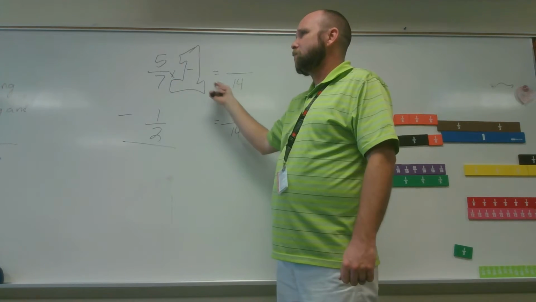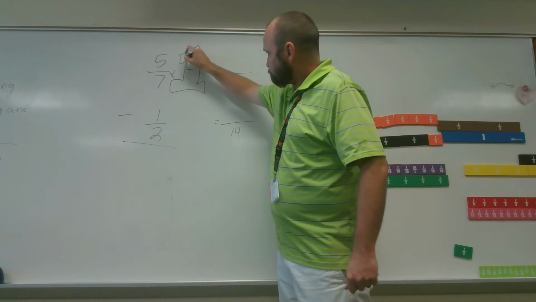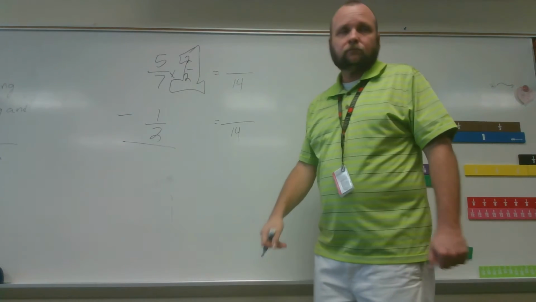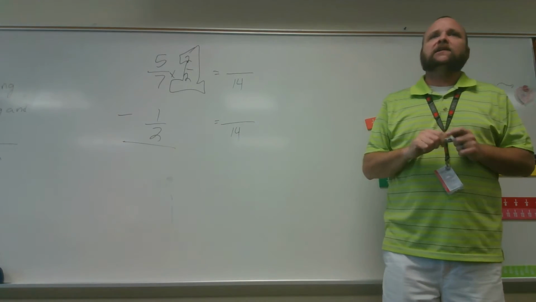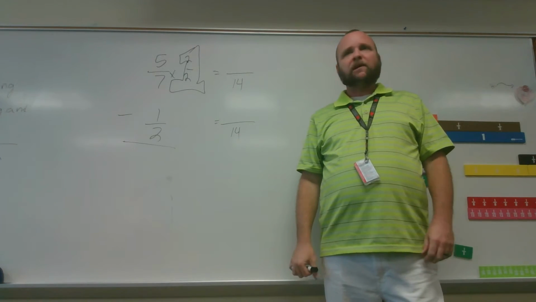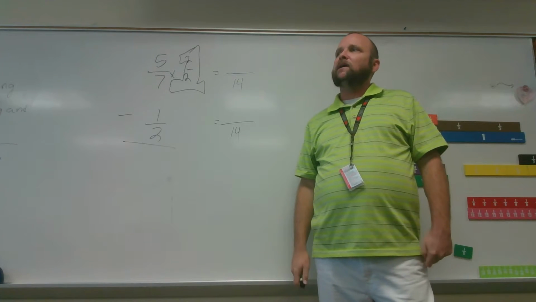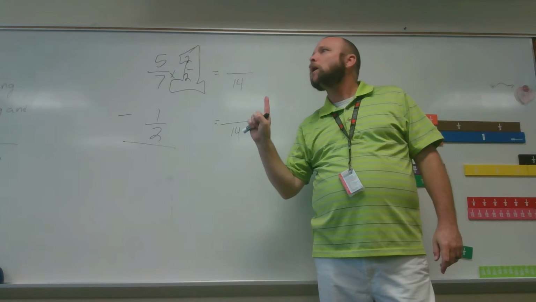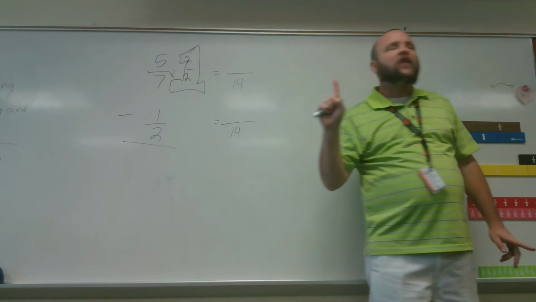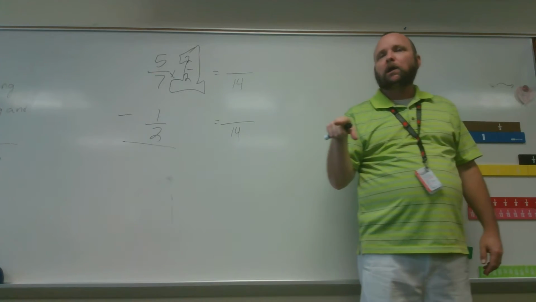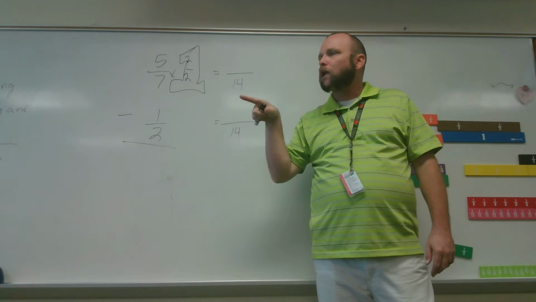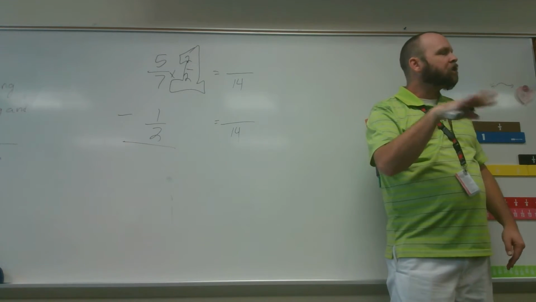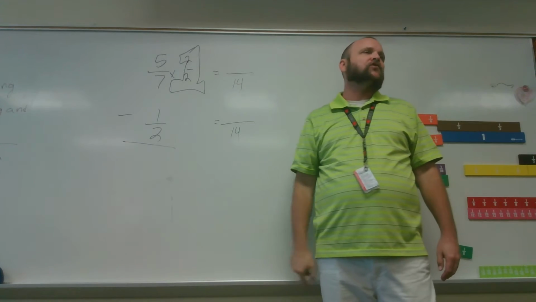7 times 2 equals 14. Because, as my friend Delaney said, Mr. McMurdo, if you multiply something by something else that equals 1, then you know that you don't change the value. You're just changing how it's written.